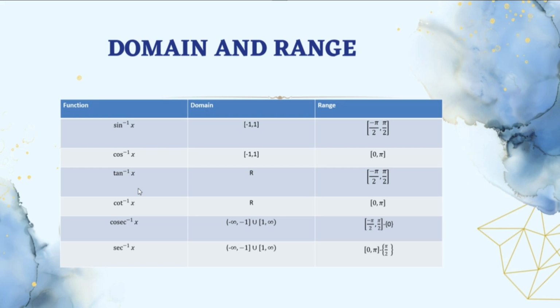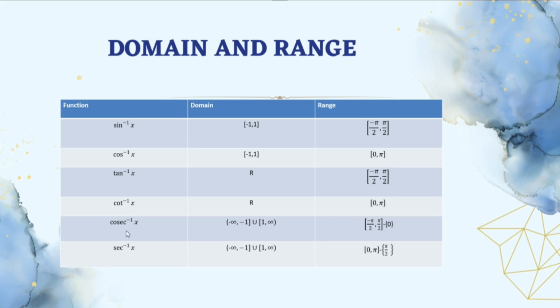When we go to tan inverse of x, we have all the set of real numbers, that is represented by R over here, and the range is minus pi by 2 to pi by 2. Now, next is cot inverse of x. It also has the same domain as tan, which is R, that is set of all real numbers, and the range is 0 to pi.